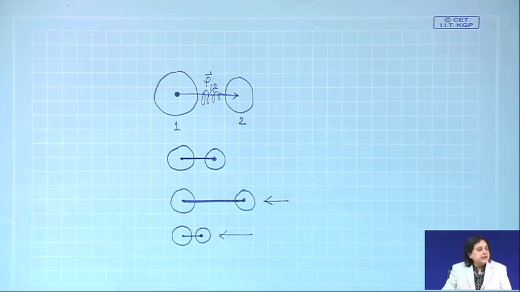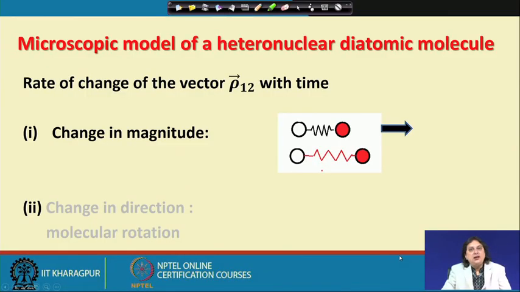Okay? So, this is exactly what we have shown here, and therefore, I understand that the rate of change of the vector rho 1 2 with time can happen when the bond is executing a vibrational motion, so that the two atoms are as if they are connected by a spring, and this spring is either expanding or contracting, giving rise to some kind of vibrational motion.